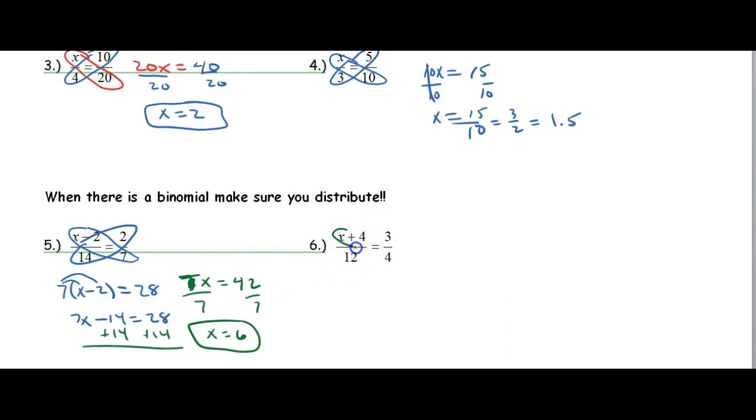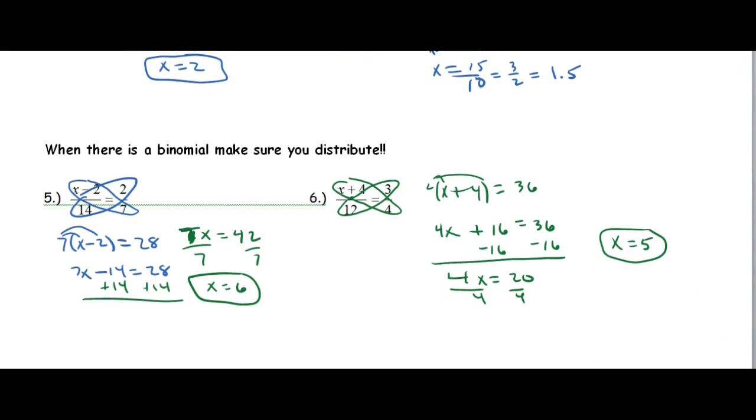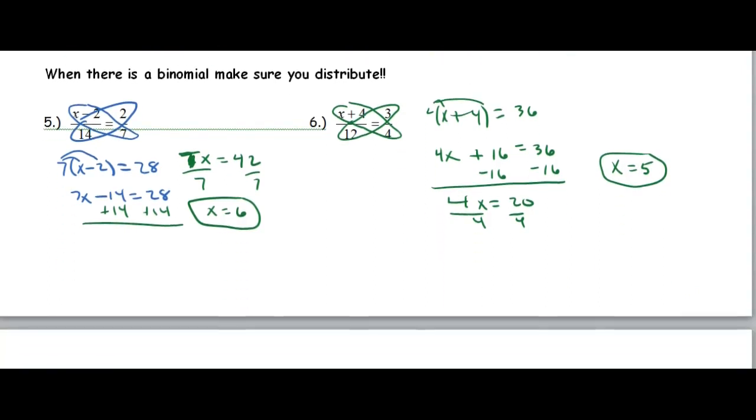Again, with the next example, when I cross multiply this way, 4 times x plus 4 equals 12 times 3, which is going to give you 36. Distribute this 4, and you get 4x plus 16 equals 36. Now I can go ahead and solve this equation for x. Constants to the right by subtracting 16. 4x equals 20. And when I divide by 4, you get x is equal to 5. Alright? So don't forget to distribute when you cross multiply for those.